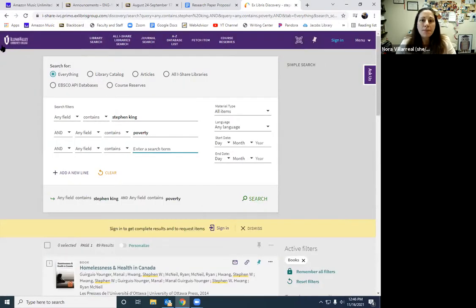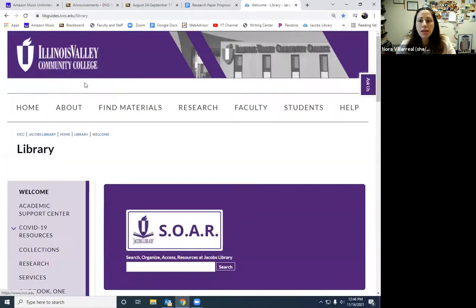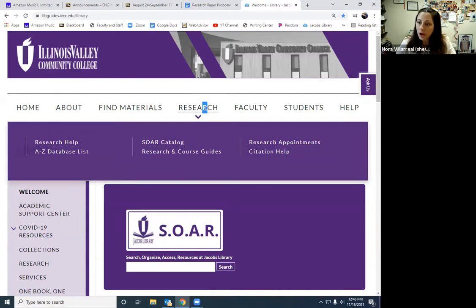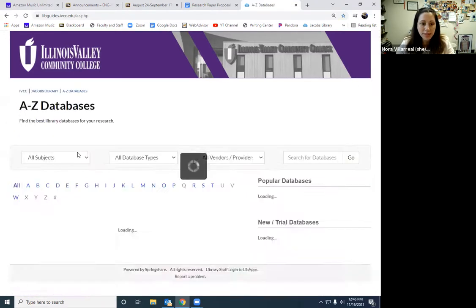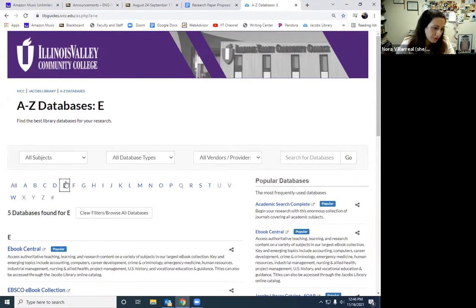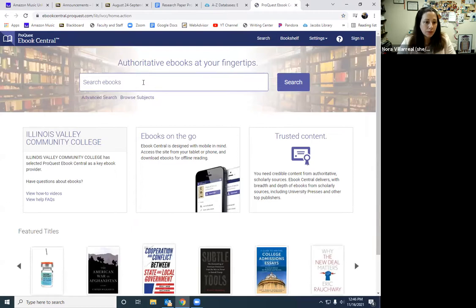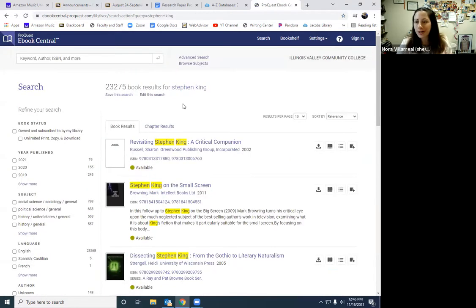Now, keep in mind, besides the actual physical books that are in the stacks in the library, we also have a database called eBook Central. So again, if you're on the Jacobs Library homepage, simply click Research and then click the A to Z database list. It's under the E's because it's called eBook Central, obviously. And you can feel really comfortable that anything you find in here is going to be a book that you can use for your research paper.